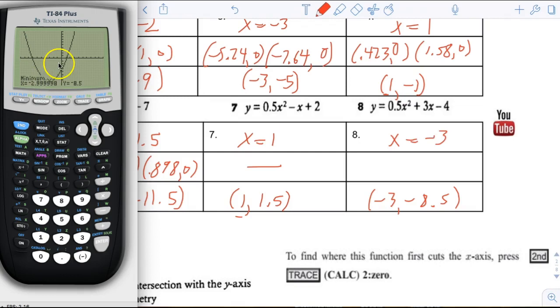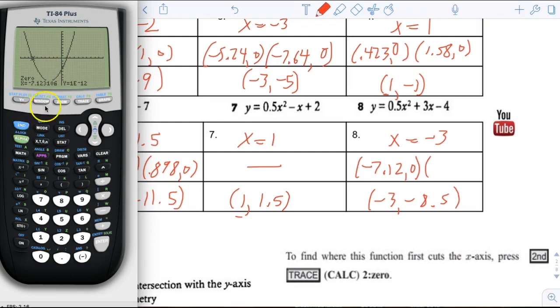And let's do the x-intercept here and here. We do that by doing second calc 0, and we move the left boundary slightly to the left of the intersection. We hit enter. We move it slightly to the right of the intersection. We hit enter, and we do a guess. It doesn't matter where, and the answer is -7.12, comma 0, and 1 times 10 to the -12 is the same thing as 0 in the calculator.